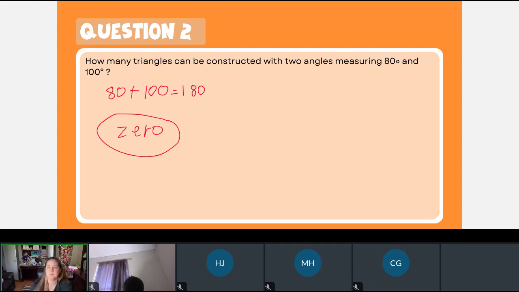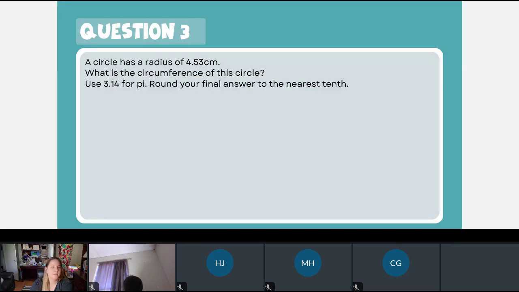All right, let's move on to number 3. Go ahead and write number 3 on your paper. Number 3 says a circle has a radius of 4.53 degrees. So let's go ahead on your paper, just draw a quick circle. Doesn't have to be perfect. Put a dot right in the middle of your circle, and then draw a line from your dot to the side of your circle. And that's our radius.